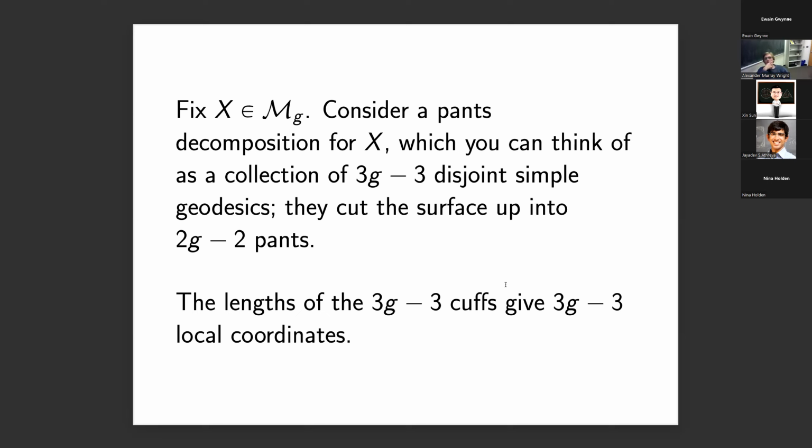And so if you want to find local coordinates near X, your starting point would be to just consider the lengths of these geodesics and how they vary as you vary the hyperbolic structure. And so the lengths of these 3G-3 cuffs give what are called the 3G-3 length coordinates.